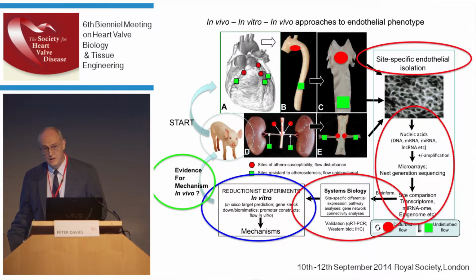Now, most studies start at this point, and in fact, I did for many years, and it's perfectly fine to set up a hypothesis, do the reductionist experiments, get a mechanism, and then look for some evidence supporting that mechanism in vivo. We've tried, in many cases, to complete the cycle, starting with in vivo and ending with in vivo, and have been fairly successful in finding some new things.